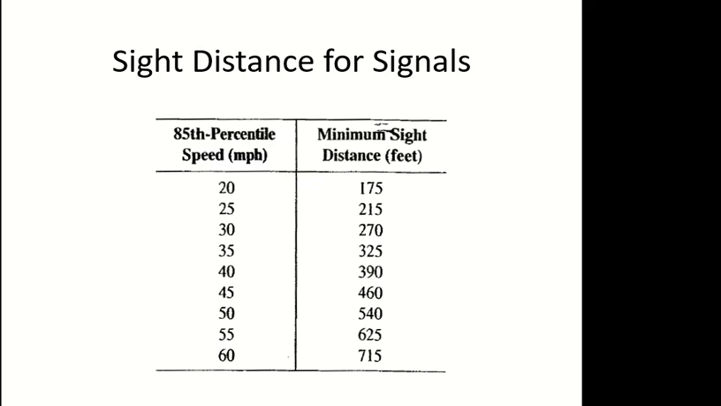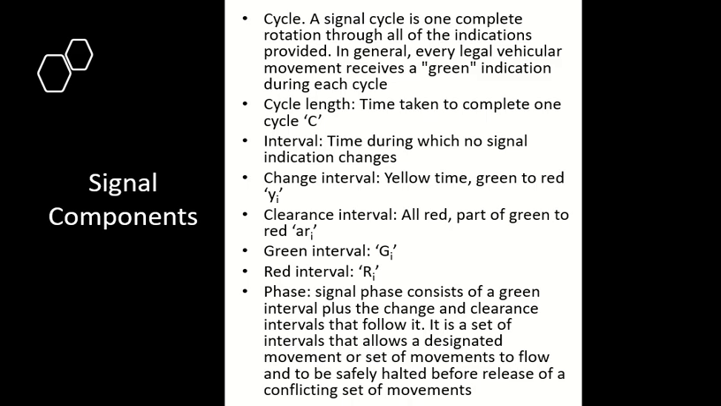So sight distance requirements are normally much easier to meet with signals, but this is something we need to check. When we are designing intersections and we decide to put a signal at an intersection, we need to check the sight distance for the signal itself. Now, some terminologies which we need to understand before we move on to analysis of the signal.